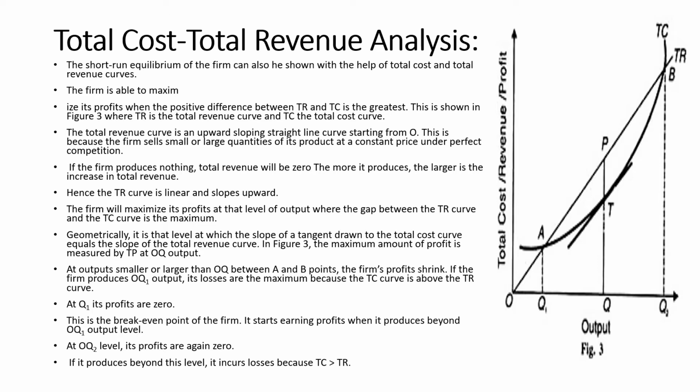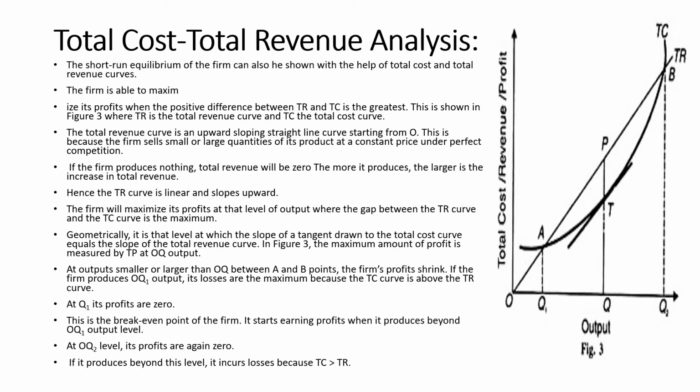Now, we know that the short run is a period which is usually considered to be less than 1 year, and the short run equilibrium of the firm can be shown with the help of the total cost curve and total revenue curve. So as in the case of the marginal cost approach, where we have used the marginal cost curve and marginal revenue curve, here also we can use the total cost curve and total revenue curve to show the equilibrium.